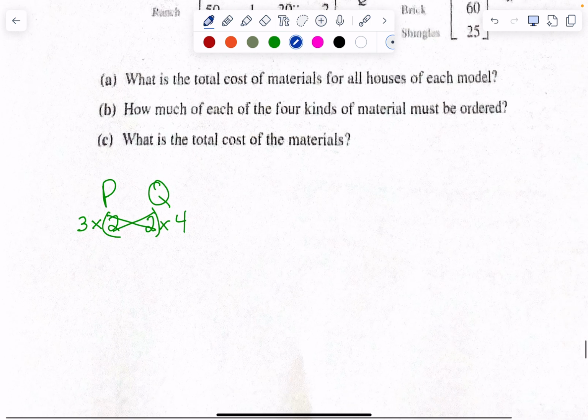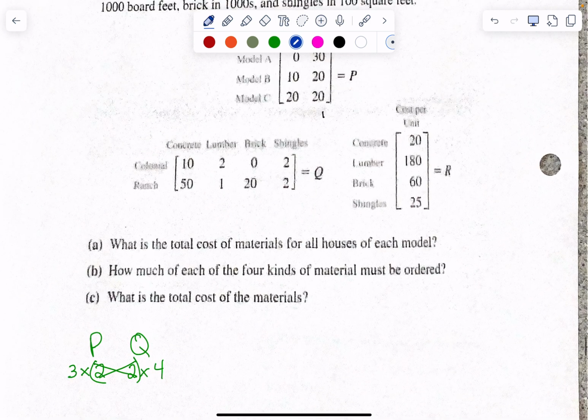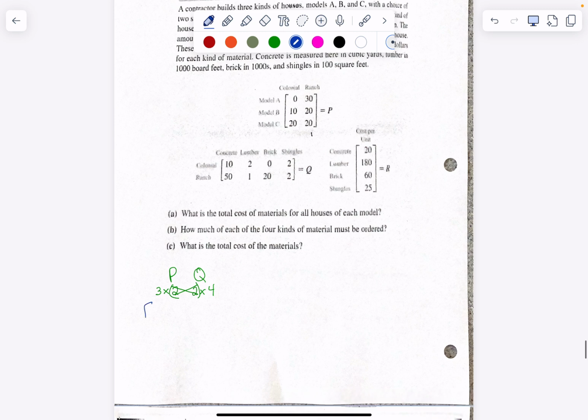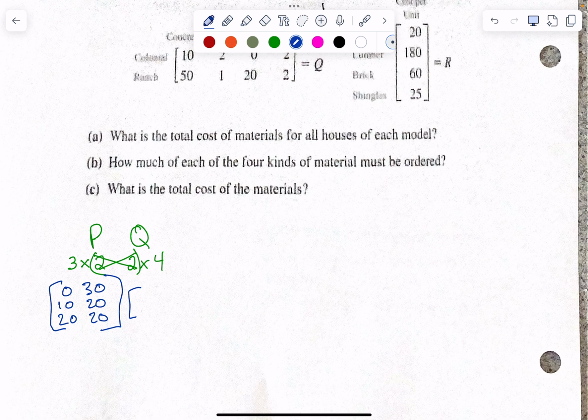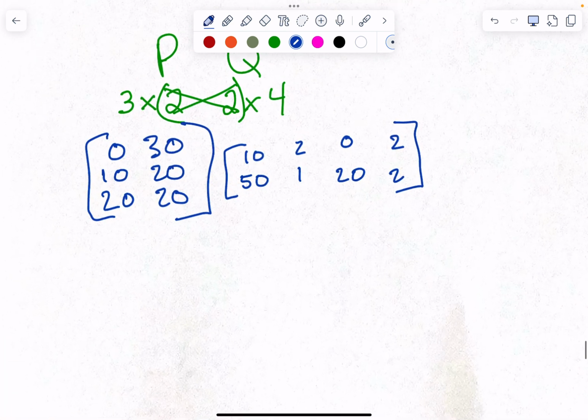That's a huge matrix. All right, I'm going to recopy these down here so that I can see them. It is 0, 30, 10, 20, 20, 20. I'm recopying these down because then I can see them better. 10, 50, 2, 1, 0, 20, 2, 2. Okay. All right. So there is that.